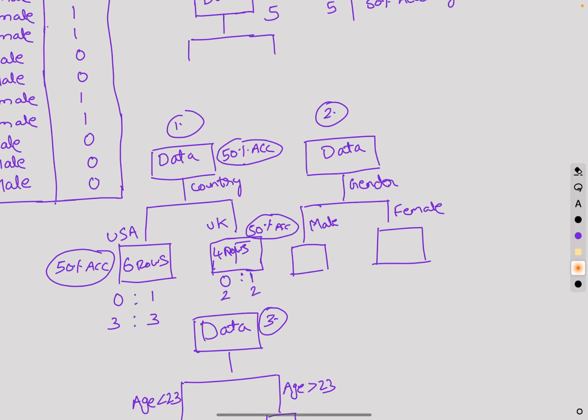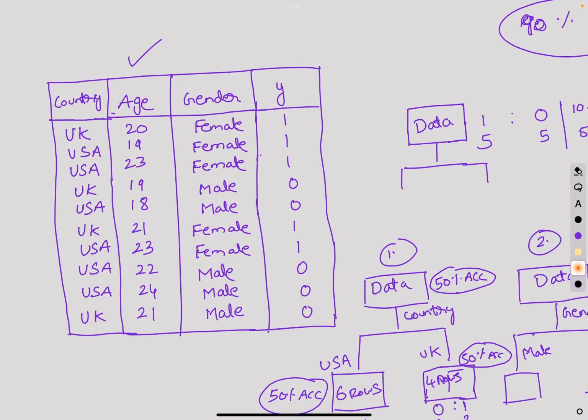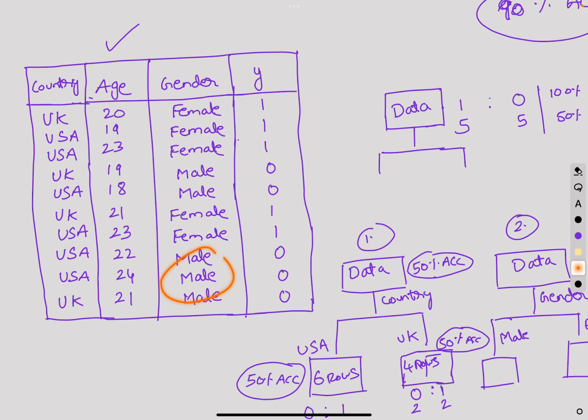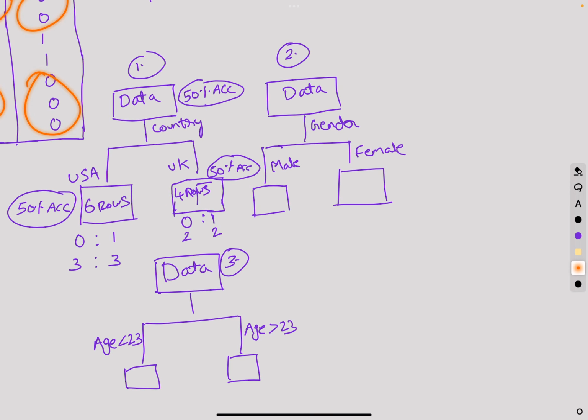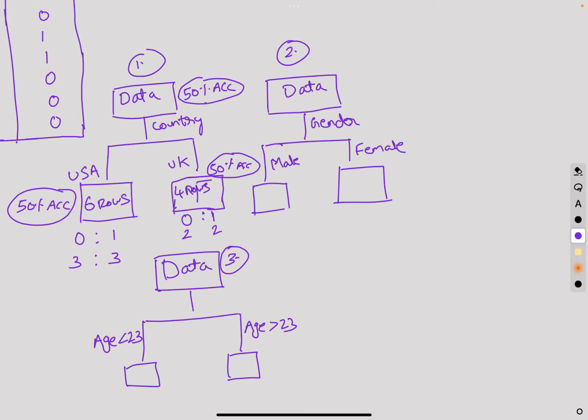Okay, fine. Let us look at what happens if I divide my data based on gender. Let's see how many records I have that belong to male and female. I have 5 records that belong to male, and all of the 5 records belong to class 0. So over here I will write 5 rows, 0 is to 1, 5 is to 0. All 5 records belong to class 0.